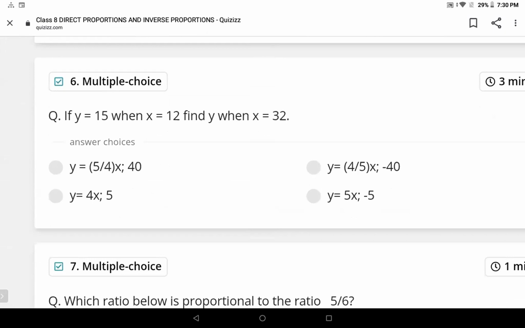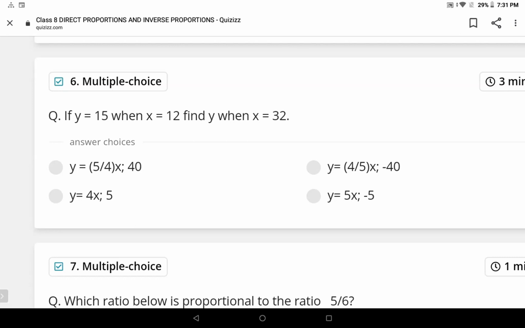Manideep, yes, ma'am. It's a simple logical proportion. Please frame an equation. If y is equal to 15 when x is equal to 12, find y when x is equal to 32. So 15 is to 12 as y is to 32. You can find the value of y. Yes. Or else very simple.